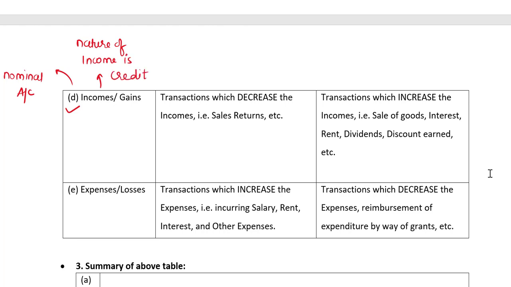That means what? That we need to credit the income account when it will increase. So see over here, transactions which increase the income, that is sale of goods, interest, rent received, dividend received, discount earned, that means discount received. These all are incomes in the business. Commission received. So it is to be credited.